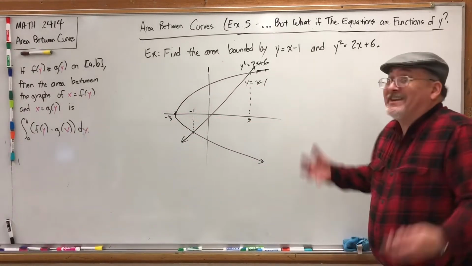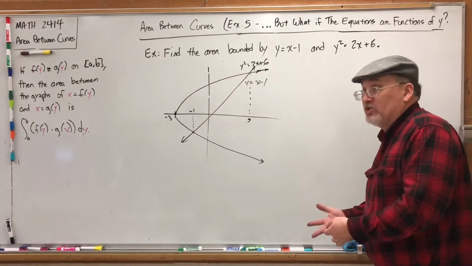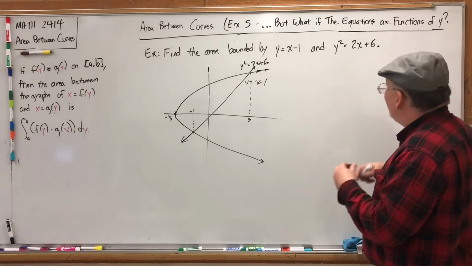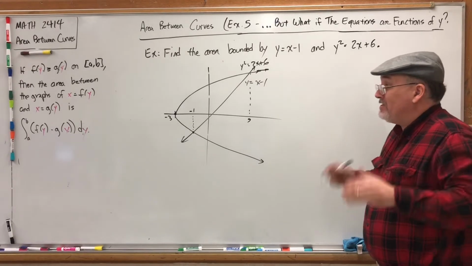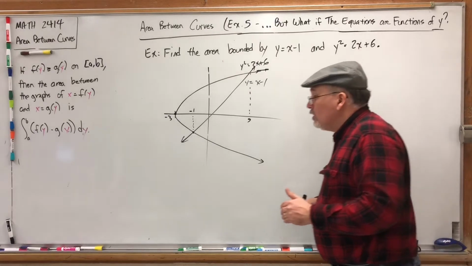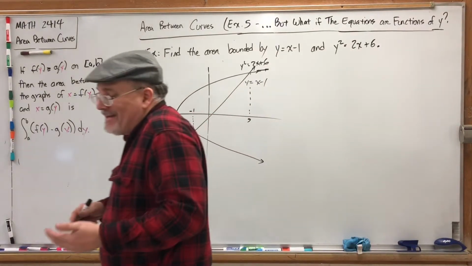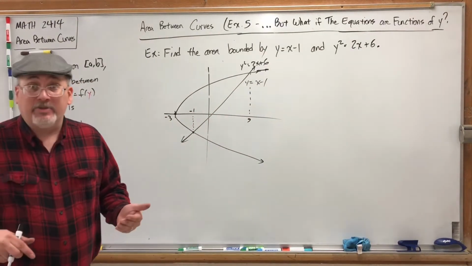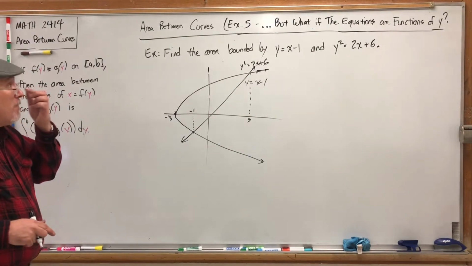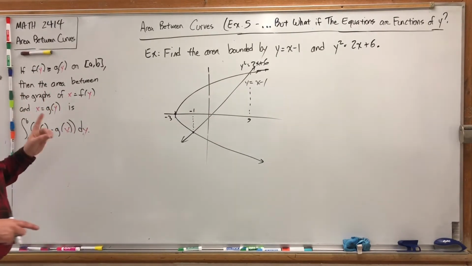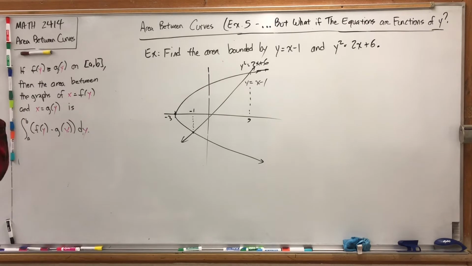So we can play the exact same game from the y perspective, which means we need to figure out a little bit different information. What are these as functions of y? Who's on top and who's on bottom? Is that even the right question? And what are our limits of integration? Well, let's start by answering how to write each equation as a function of y.